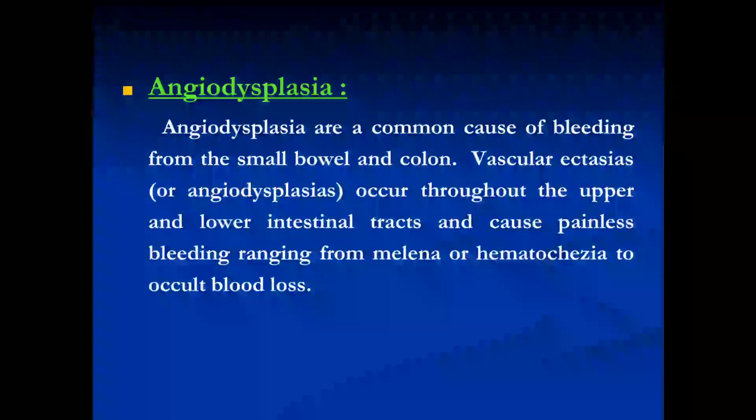Angiodysplasia is a common cause of bleeding from the small bowel and the colon. Vascular ectasia occurs throughout the upper and lower intestinal tract and causes painless bleeding ranging from melena and hematochezia to occult bleeding.